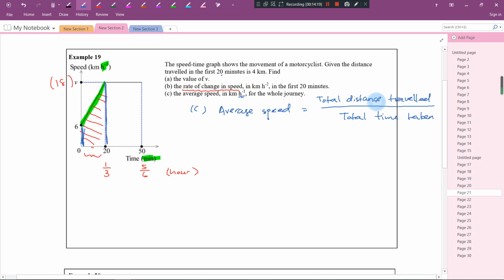How do we get the total distance travelled for this entire journey? We find the area under the graph, right? So for this part it is 4 kilometers, given by the question. What we need to do is to find the area here, so that we get the distance travelled for this part. So I think I will do it separately. I find the total distance travelled first.